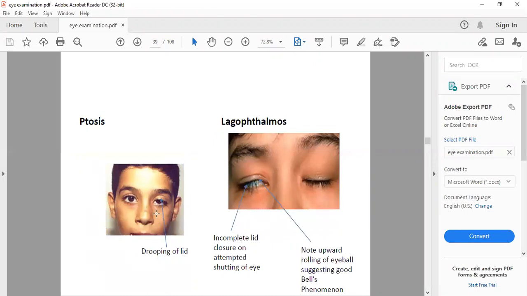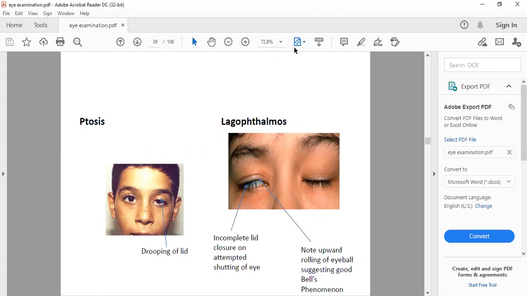So this is the drooping of the left eyelid, so it is called ptosis. You see, the upper eyelid is covering almost the upper 2 mm of the cornea here. You can't see the limbus in the right eye. This is the normal position of the lid, and here it is covering excess of the cornea. It is almost covering half of the cornea, the upper eyelid. So it is ptosis.